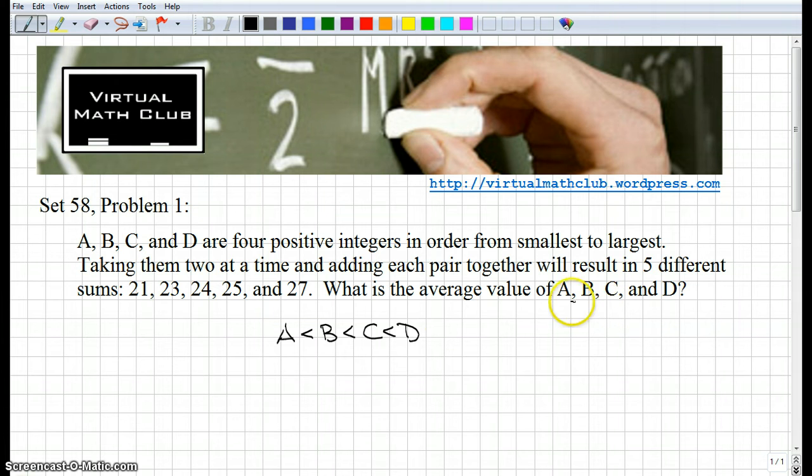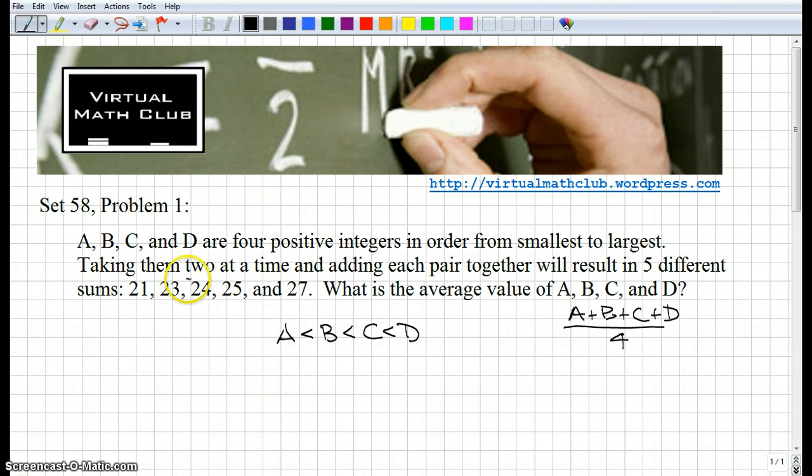All right, well, if you're going to find the average, what we would like to be able to do is add A, B, C, and D, and then just divide it by 4. That'll give us the average, right? But instead we have these 5 different sums of pairs, okay?